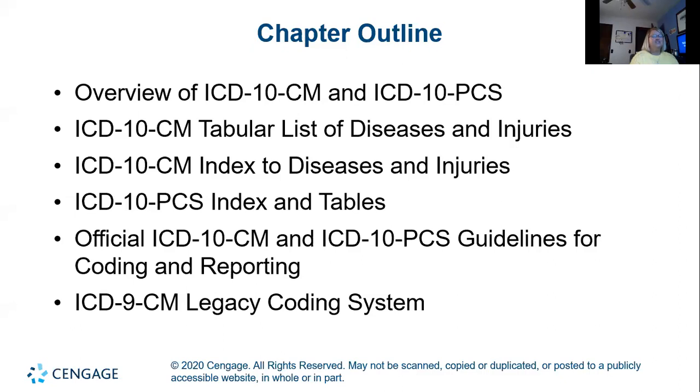So the outline for this chapter is an overview of both systems, the CM and the PCS. The CM is the Diagnosis, Diseases, and Injuries Database System. PCS is Index and Tables. We're going to talk about that. And CM and PCS Guidelines for Coding and Reporting, and the ICD-9-CM Legacy Coding System.